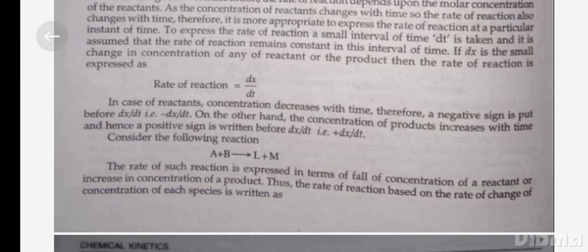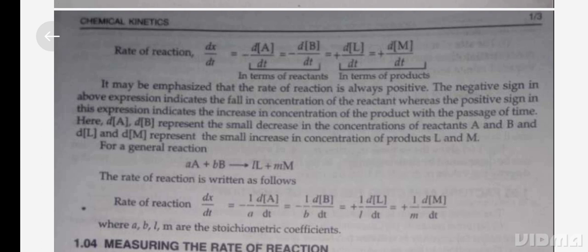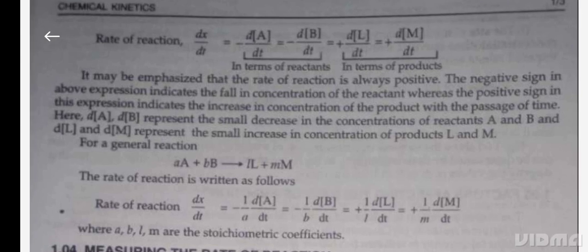The rate of such reaction is expressed in terms of fall of concentration of a reactant or increase in concentration of a product. Thus, the rate of reaction based on the rate of change of concentration of each species is written as: rate of reaction dx/dt = -dA/dt = -dB/dt = +dL/dt = +dM/dt.